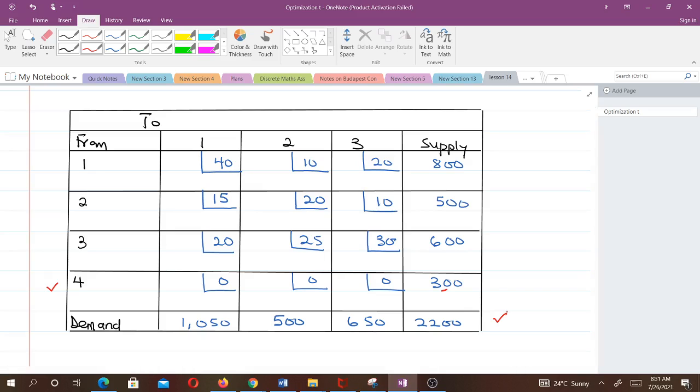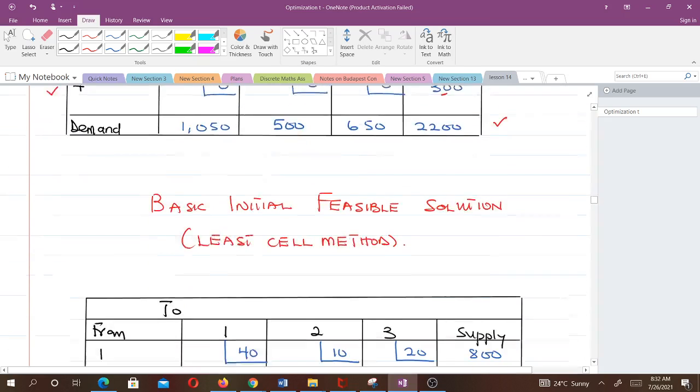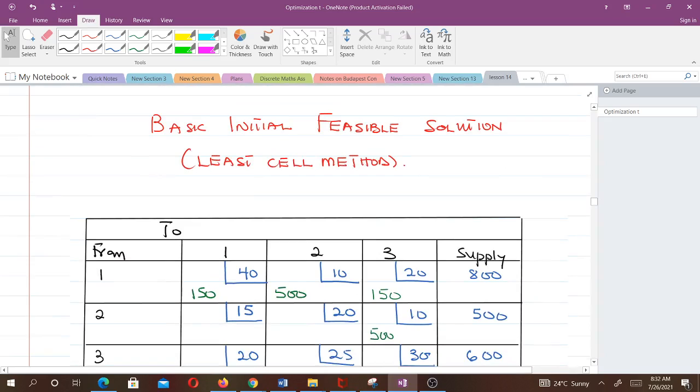When solving transportation problems, we solve them in two different phases. In the first phase, we look for a basic feasible solution using either Vogel's approximation method, the northwest corner method, or the minimum cell cost method, also called the least cost method. Let's find an initial basic feasible solution using the minimum cell cost method.